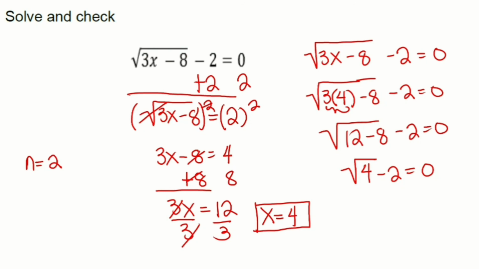Square root of 4, the answer is 2. 2 minus 2 is equal to 0. So 2 minus 2, 0 is equal to 0. So therefore, 4 is the solution.